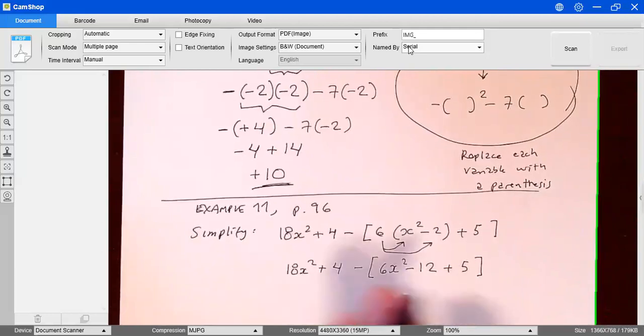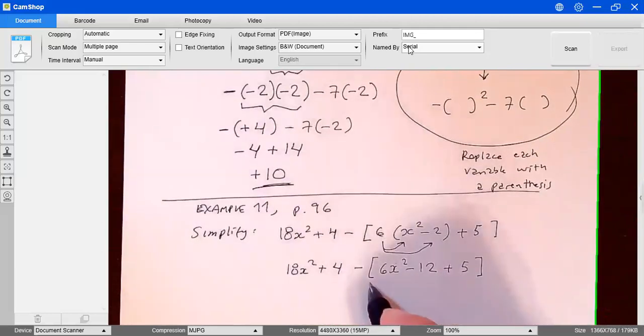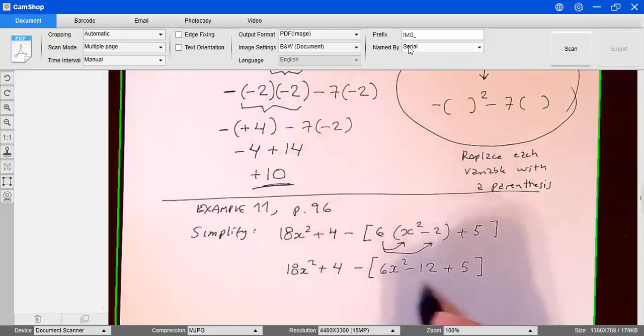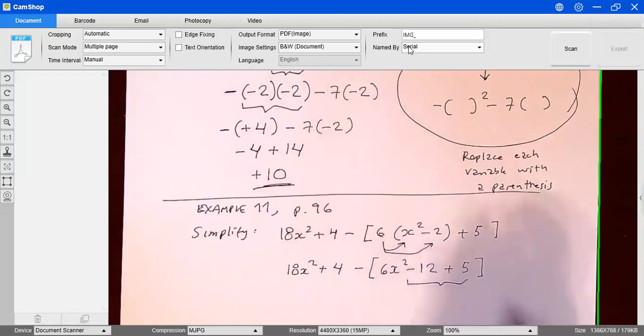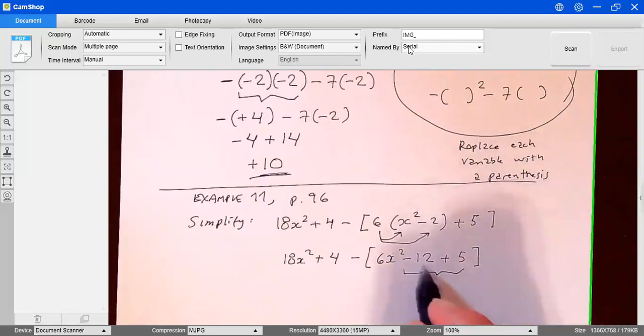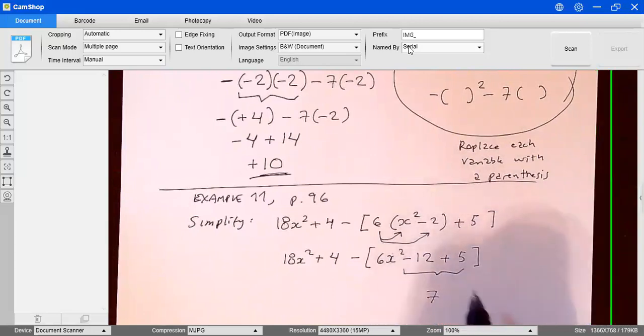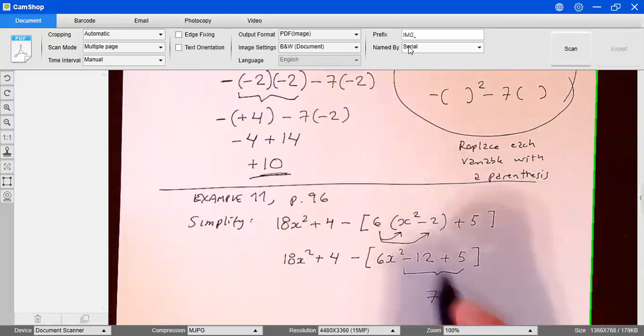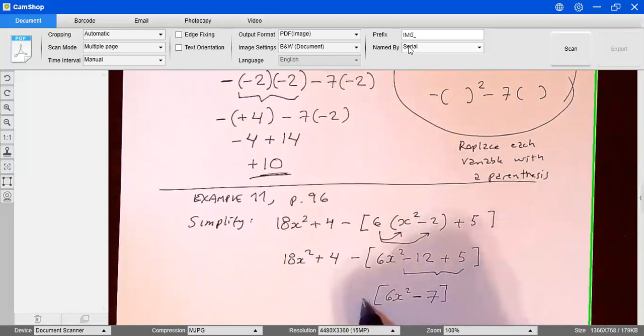Now we continue with the grouping symbol. So we're going to work here. You can see that these two are like terms, so we're going to combine them. So this is the addition of two numbers with different signs. So this is going to be 12 minus 5, which is 7. And we're going to keep the sign of the number with the greatest absolute value, which is negative. Then we have 6x squared. And then we have this negative here, 4 and 18x squared.